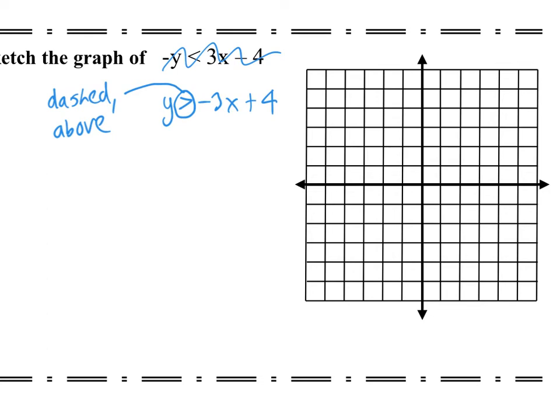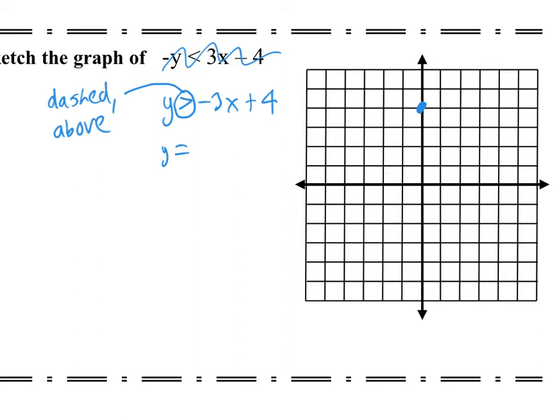We're going to graph it as if it were y equals. It's not y equals, but we're going to graph it as if it were y equals, okay? So we're going to graph y equals negative 3x plus 4. What's the first point that we graph for this one? Well, we're going to graph the 4, right? We graph our b, so we're going to go up 4, 1, 2, 3, 4. There's our first point.